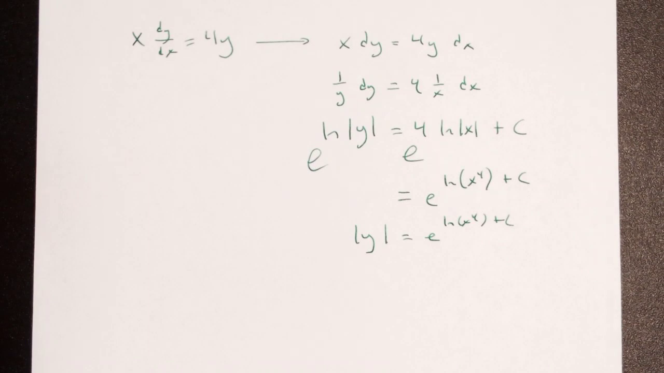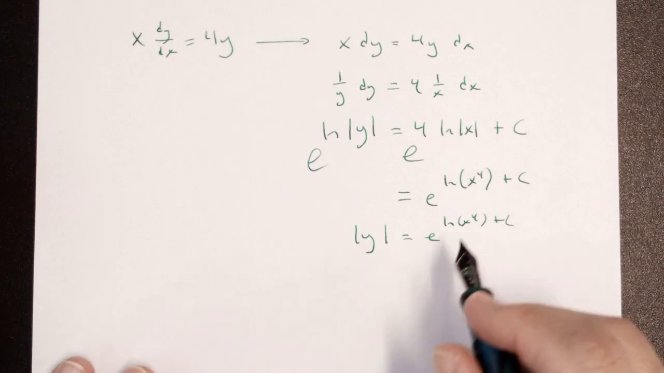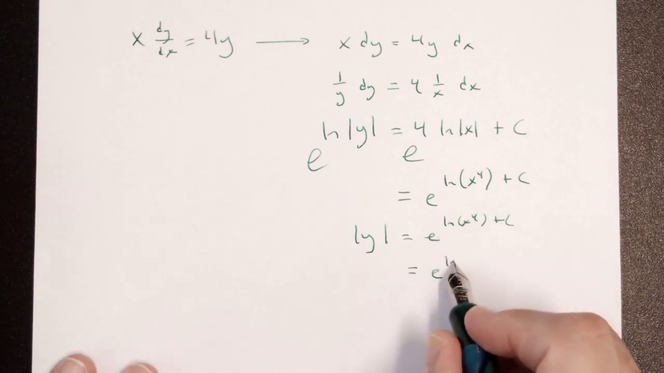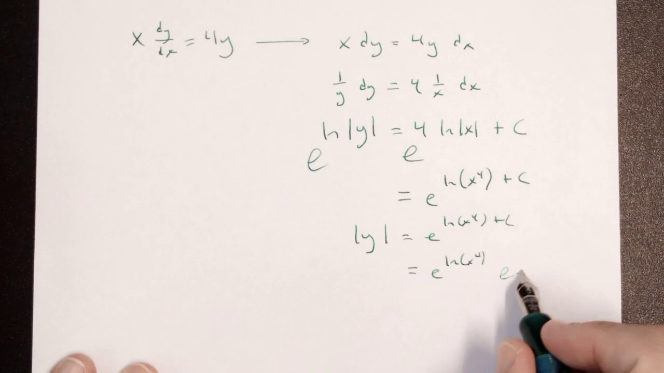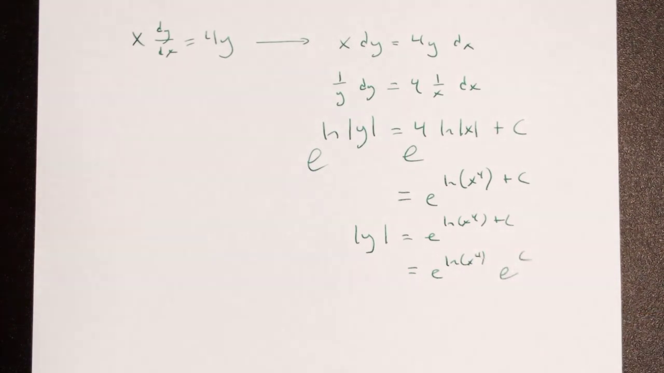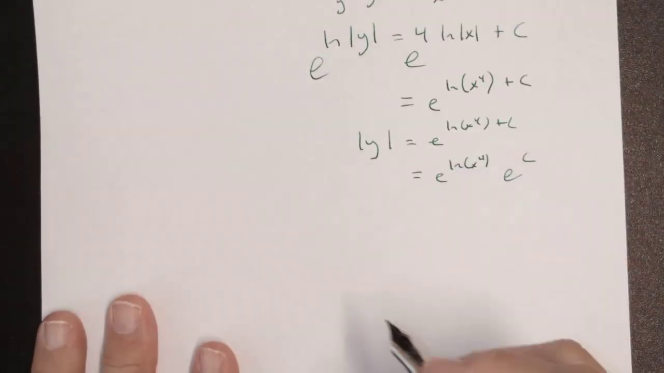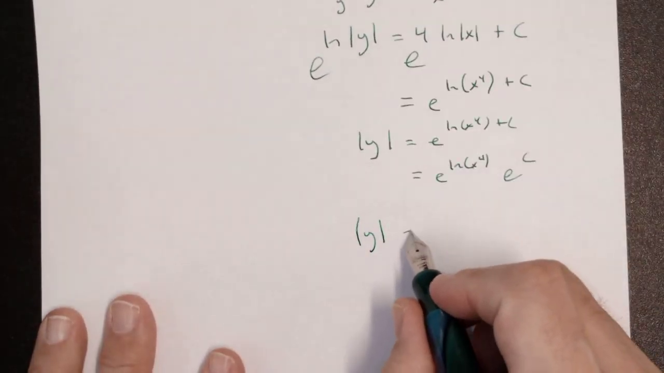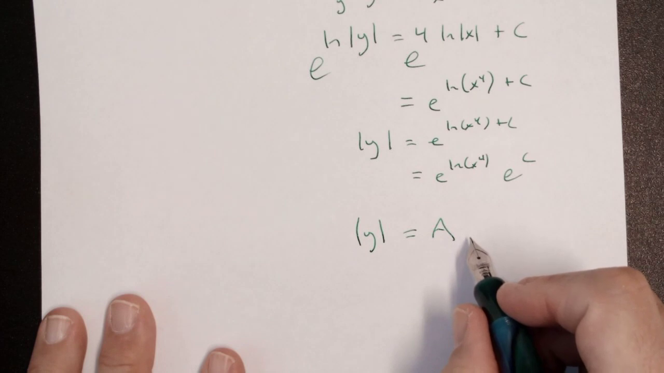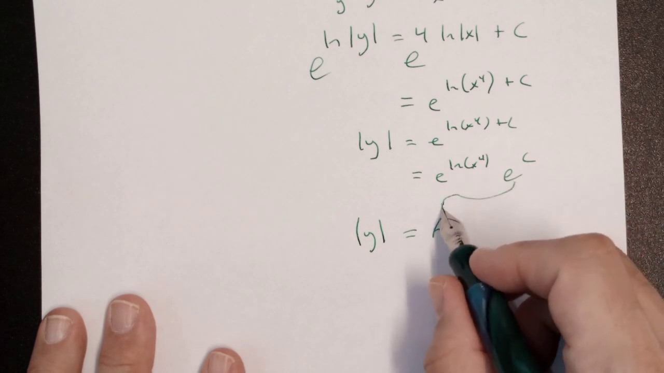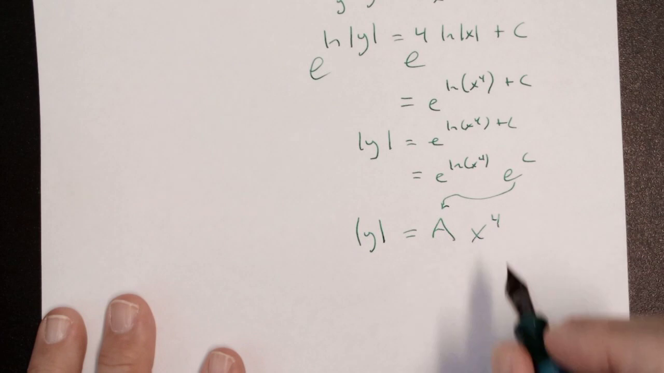Jalen, I'm going to play your trick again. I'm going to separate these. e to the ln x to the fourth, e to the c. Wait a minute. c is just a number, right? If c is a number, then e to the c is just some other number. So now I get absolute value of y is some number times x to the fourth.